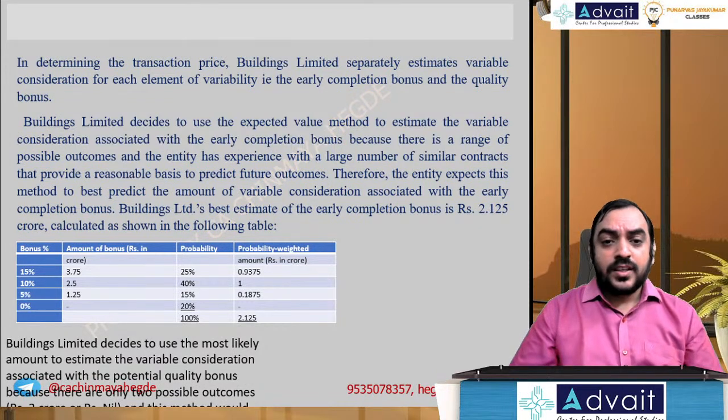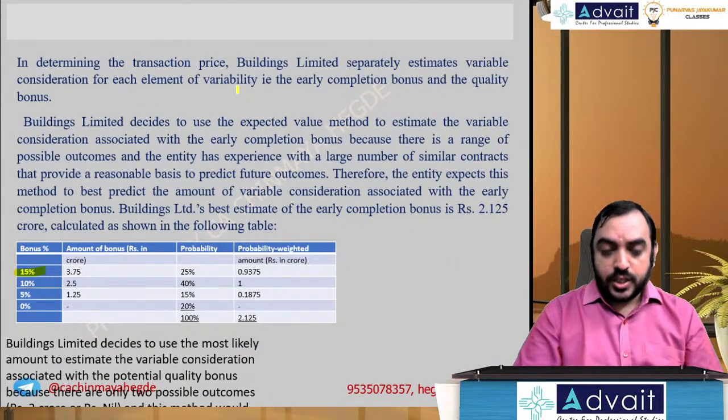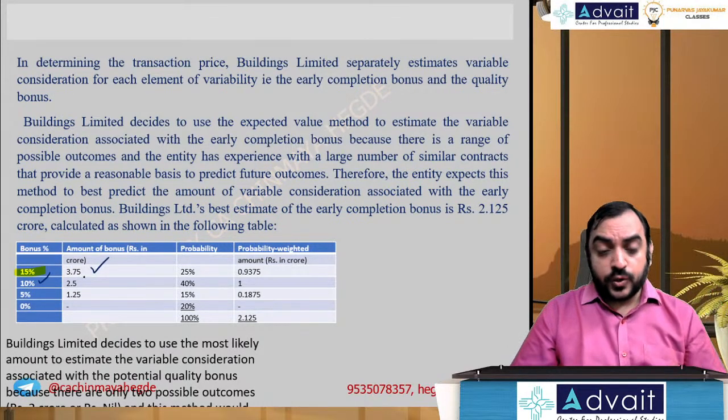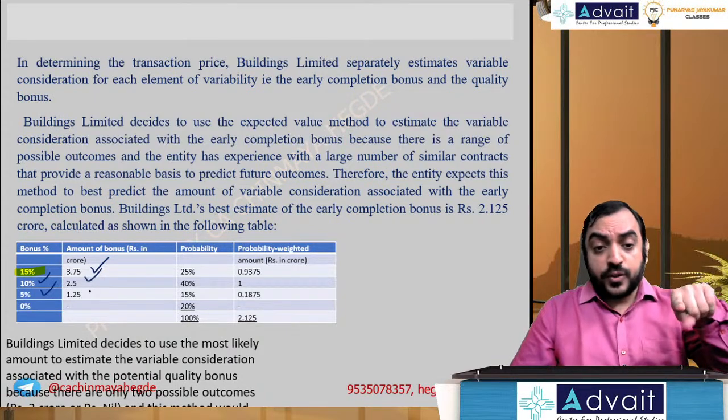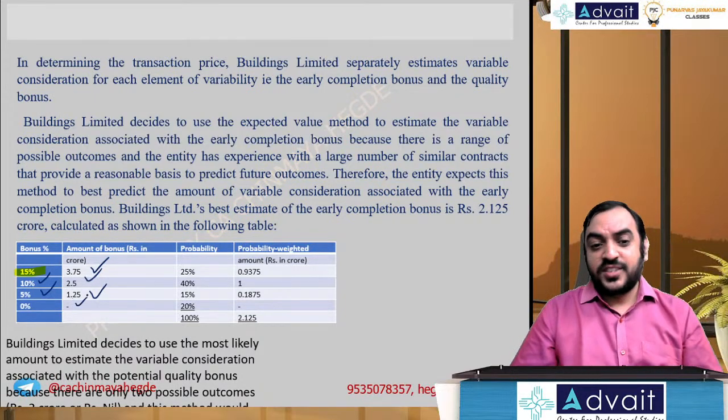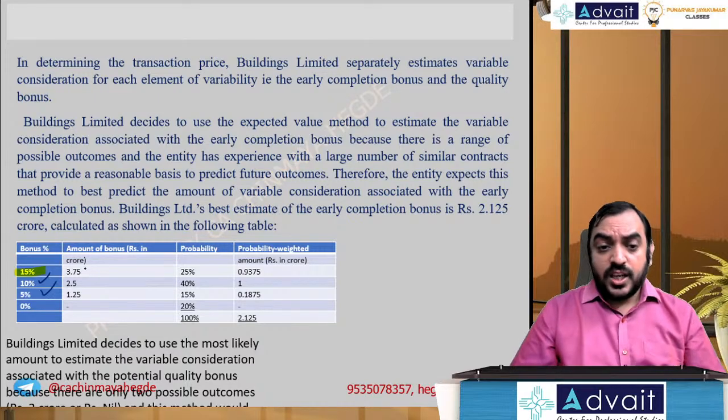Straightforward answer actually. As I told you, they are going to follow the expected value method. The entity expects this amount of variable consideration with early completion bonus. Expected value method: 15% of what? 15% of 25 crores, you get 3.75. 10% of 25 crores, 2.5. 5% of 25 crores, 1.25. 0% of 25 crores, 0. Probabilities they have given: 25% likelihood, 40% likelihood, 15% likelihood, and 20% likelihood where you don't get anything.